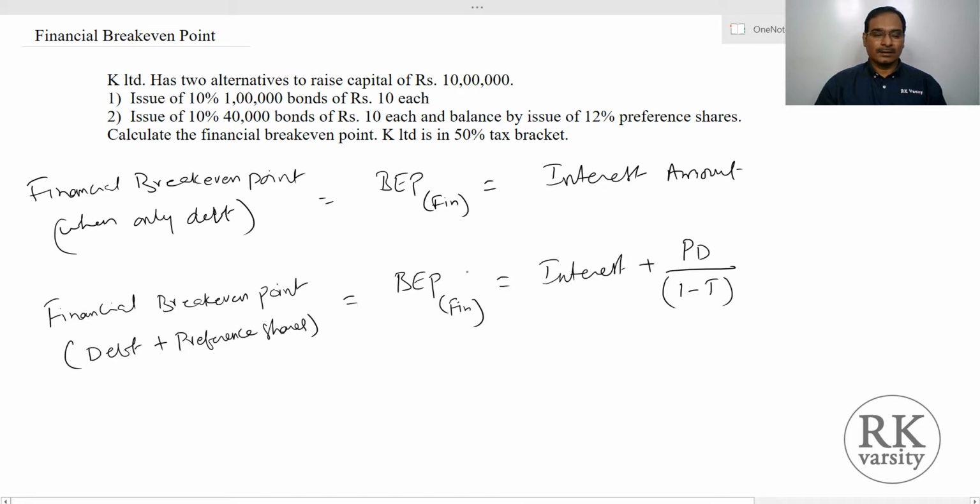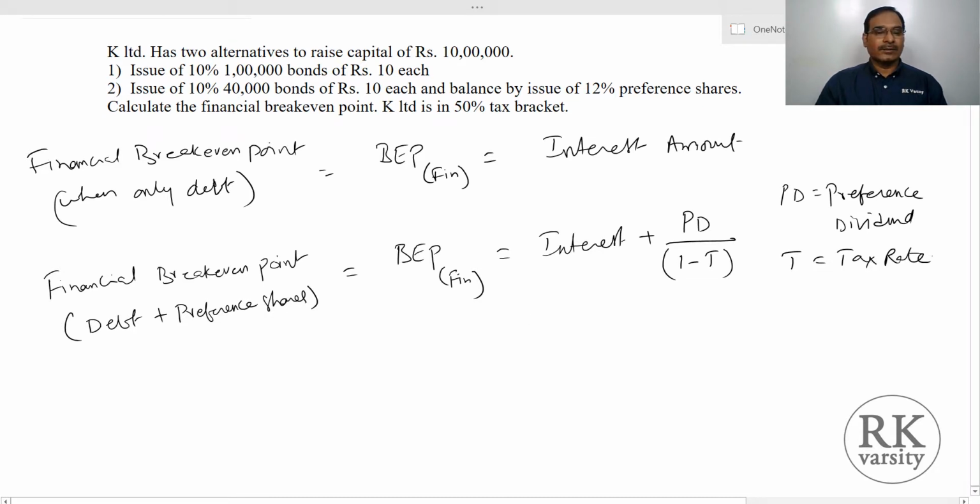In another context, when debt and preference shares are there, then the equation that we use is interest plus preference dividend upon 1 minus tax rate. So PD is preference dividend and T is tax rate.